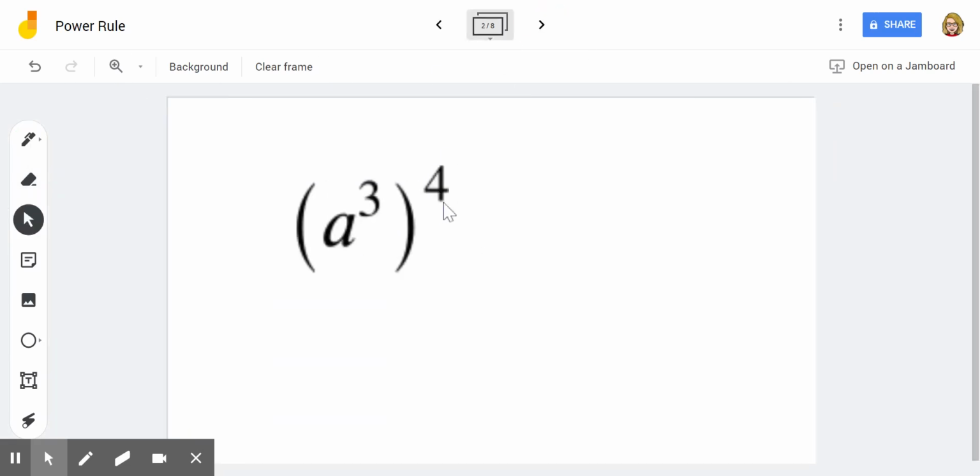So let's start with this one. We have a to the 3rd raised to the 4th power. So if I'm doing this, I'm going to copy down my base, which is a, and then I'm going to take 3 times 4. 3 times 4 is 12. So it's a to the 12th power.